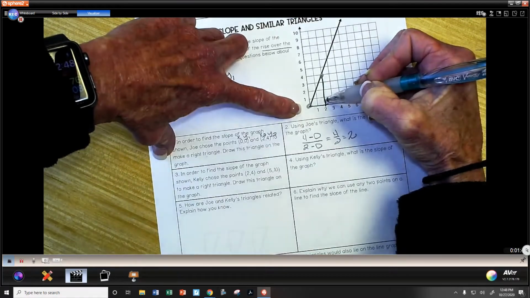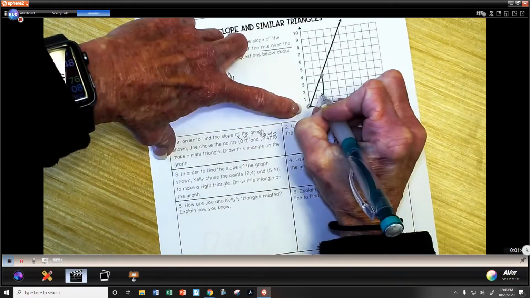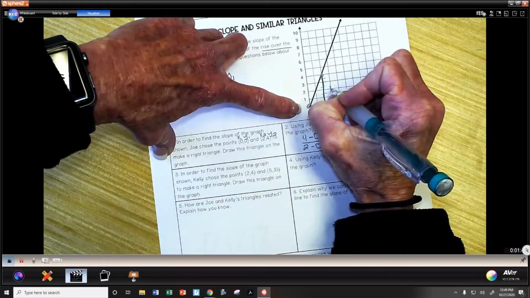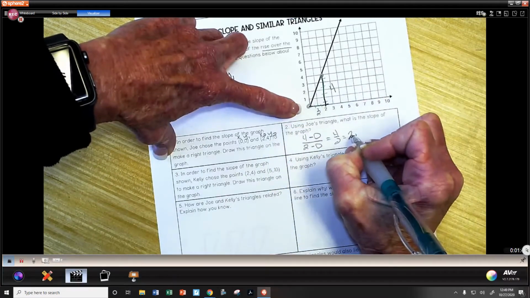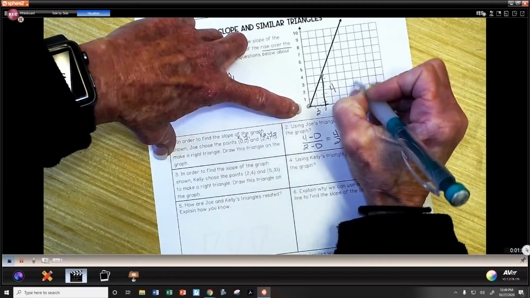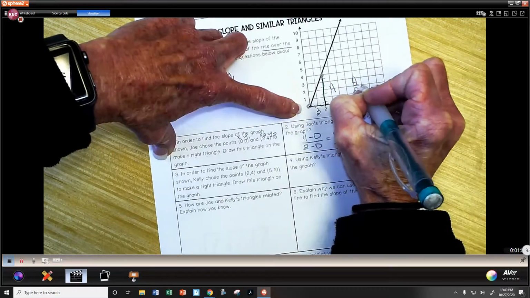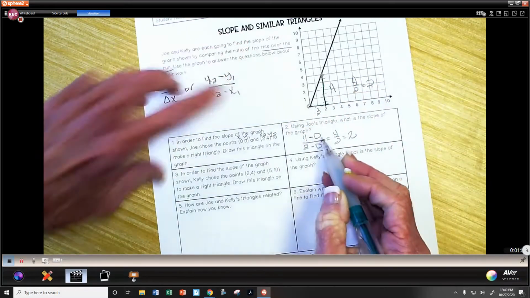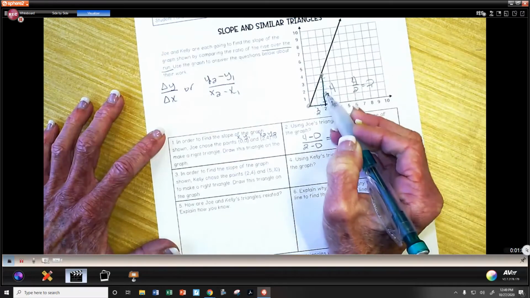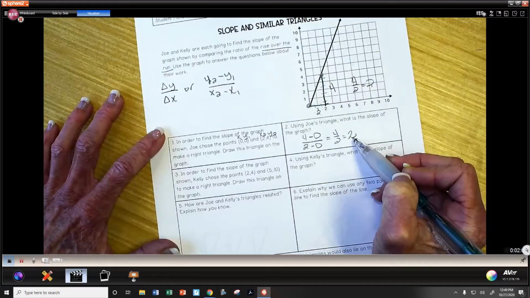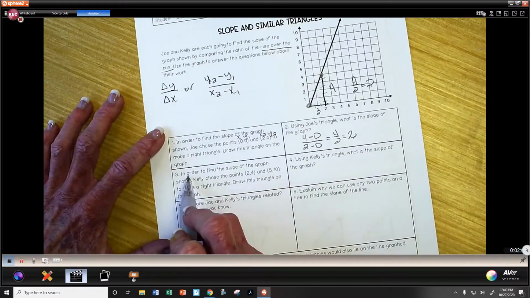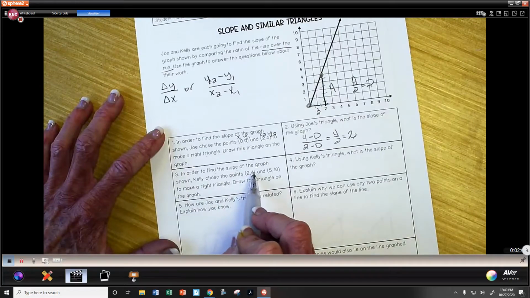So if we do rise, remember, count the boxes. 1, 2, 3, 4. So that's 4, and we went over 2. So that is 4 over 2, which reduces to 2. So see how you get the same thing doing rise over run as you do using the slope formula.